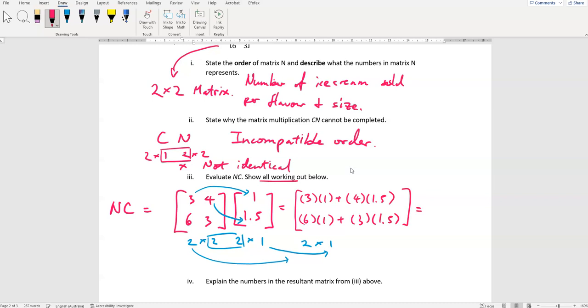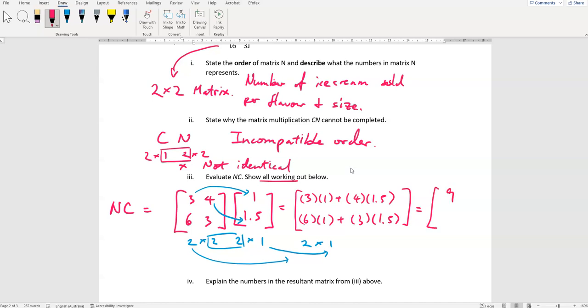Okay? And that's going to give us, if you do the sums, what's 4 times 1.5? What's 4 times 1? That's 4. And then what's half of 4? 2. 2 plus 4 is 6. So then that's 3 plus 6 in total. So 3 times 1 is 3. So you're going to get 9 at the top.